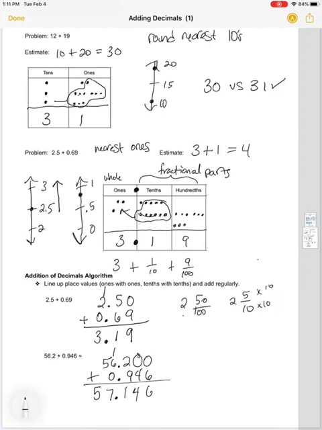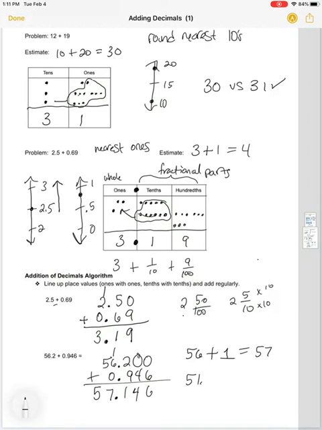Oh, darn it, I forgot to estimate. We had our estimate for above, but 56 and 2 tenths, if I rounded that to the nearest ones, sorry, I would round to 56. And then I could round this to the nearest ones as well. 946 thousandths would round to 1. If I round that, I get 57. Or if I add that, I get 57.